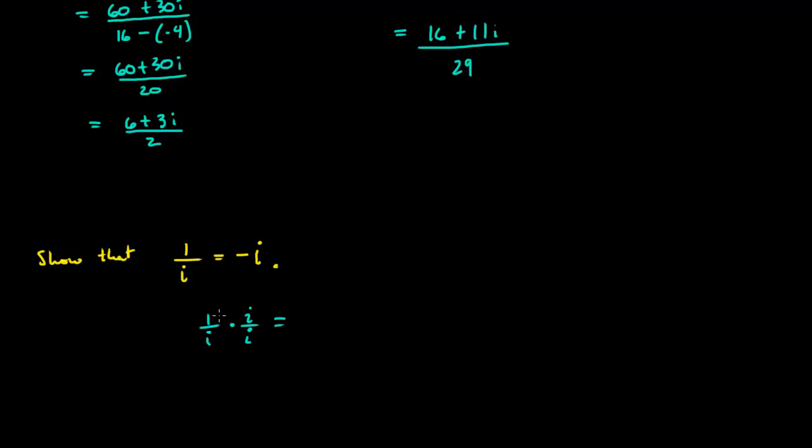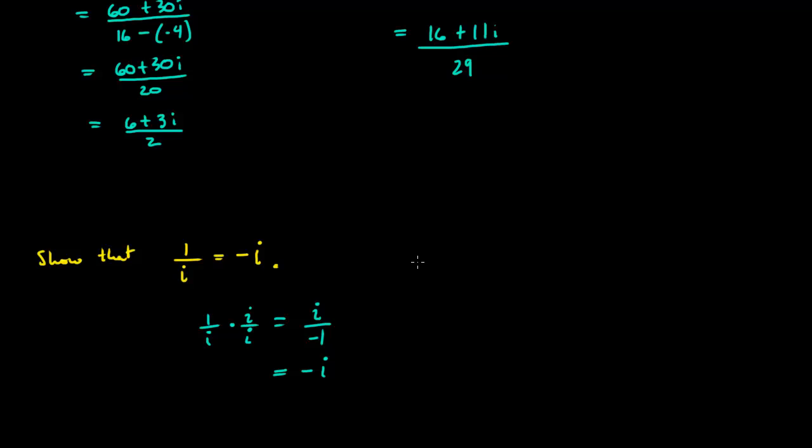If I multiply the 1 times i in the numerator, I just get i. And if I multiply i times i in the denominator, I get i squared. Well, i over i squared is just i over negative 1. And i divided by negative 1 is just equal to minus i. So 1 over i is equal to negative i. That's a fun little identity with imaginary numbers.